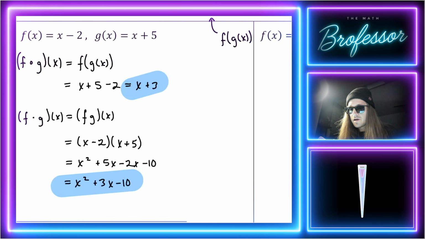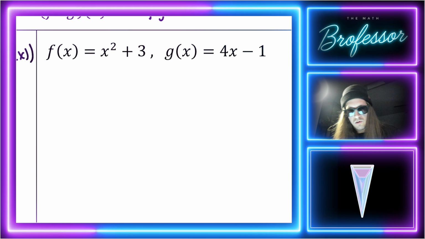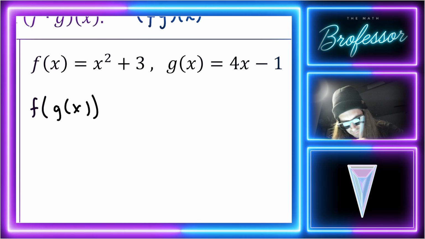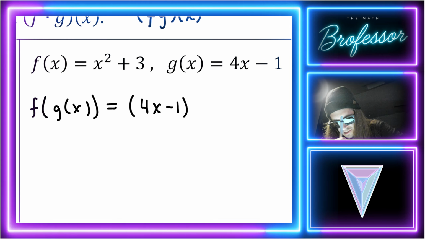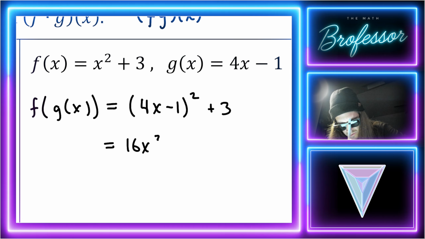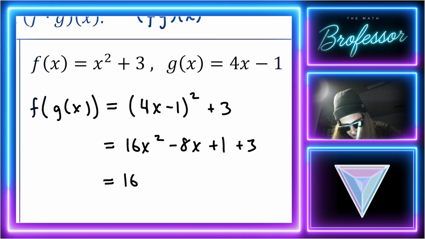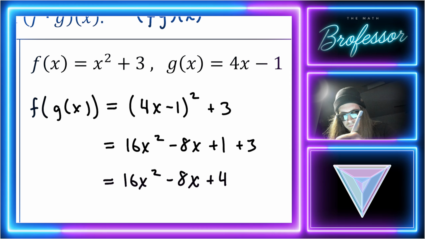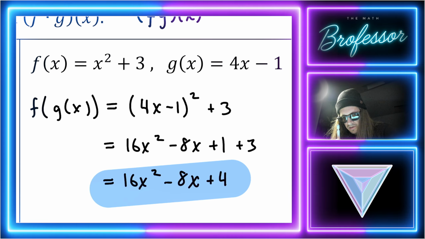That's the difference. Let's do one more here. Here I have one quadratic and one linear. So let's start with the composition of this. F of g of x would be 4x minus 1 squared plus 3. And then 4x minus 1 squared, that is 16x squared minus 8x plus 1 plus 3. All of this just to add 3 and 1. 1 plus 3 is 4. So that right there should be our composition.